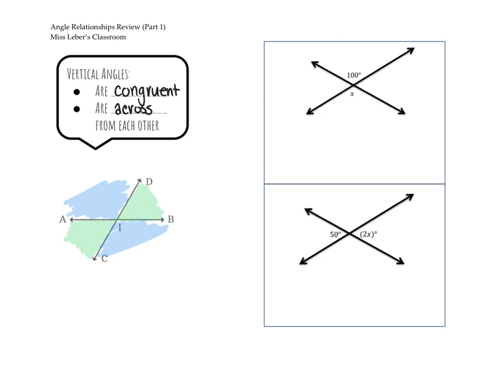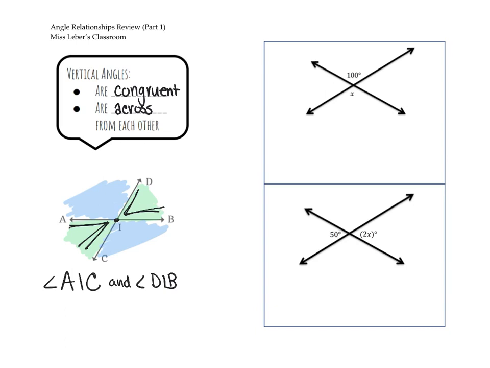So if I'm taking a look at the diagram, which I've already shaded in, I can see here that angle AIC and angle DIB are going to be vertical angles. Again, AIC and angle DIB, because not only do they make those opposite V's, but they share that vertex and they're going to be congruent. They're the same size going in opposite directions.